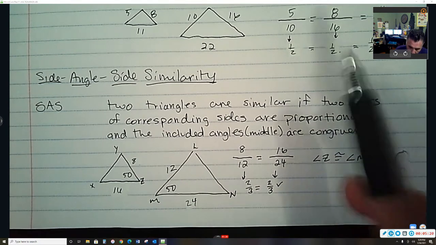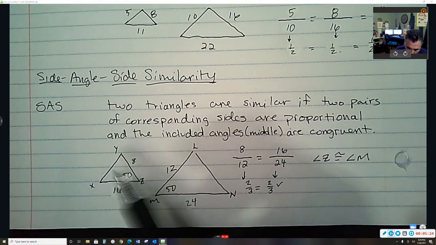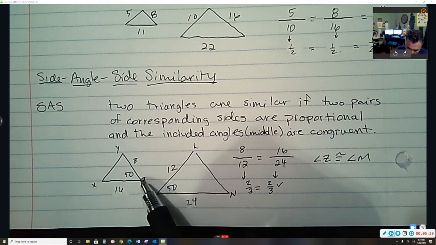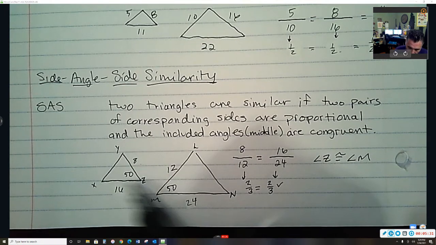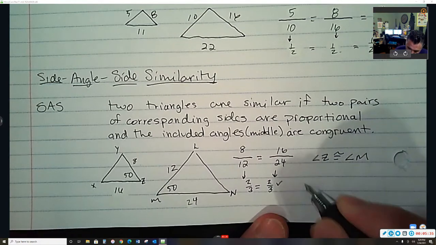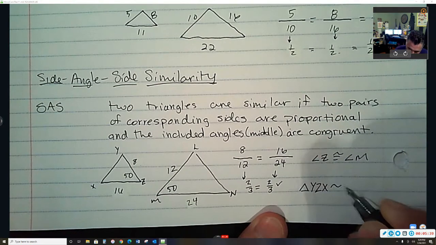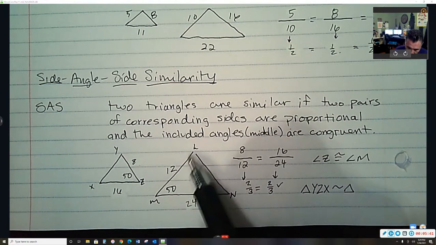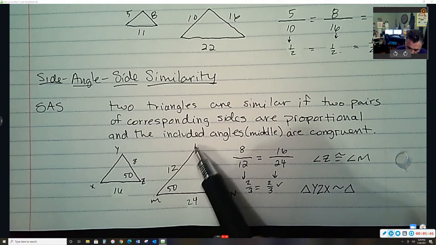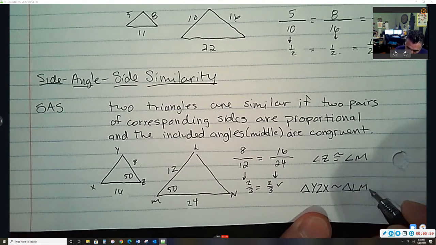For this one, I am going to write the similarity statement because I do have letters around these. I'm going to go small side, angle, big side. So if I name that, it's going to go Y, Z, X. Triangle YZX is similar to triangle, and again, small side, angle, bigger side, so it's going to go L, M, N.